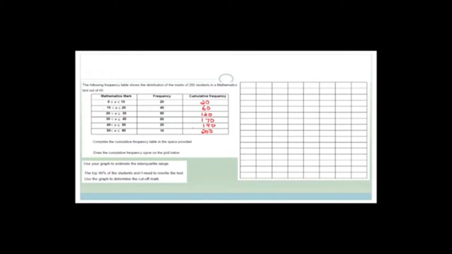Now we want to plot this. So remember you plot your marks on your mathematics marked on the horizontal and your cumulative frequency is always on the vertical. And I see we're going 20, 40, 60. So I'm thinking we're gonna go 0, 20, 40, 60, 80, 100, 120, 140, 160, 180, 200. And from here, we're going to go 10, 20, 30, 40, 50, 60.